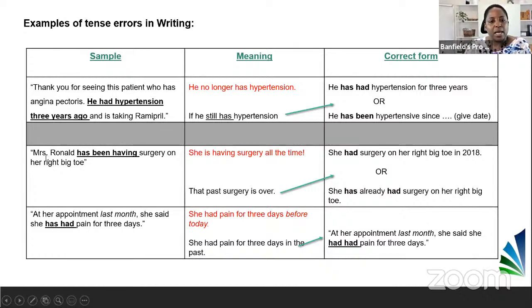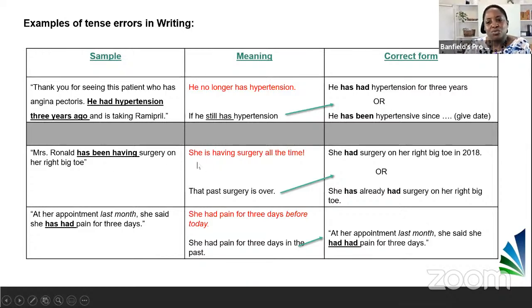Let's try another one. Mrs. Ronald has been having surgery on her right toe. Now, this is something actually that I've seen a little too often in people's writing. So if you are doing OET, and any of my students are watching, please go back to your letter. If you've got a letter you're about to send to me, and if you've made this mistake, please correct it before you send it, because you know what, I'm going to send it back to you with a big red correction on it. Mrs. Ronald has been having surgery on her right toe.